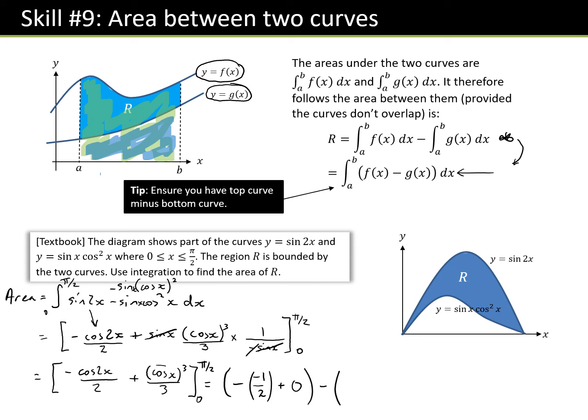Then we take away when you sub 0 in, so 0 into this, cos of 0 is 1. And again, cos of 0 is 1, so a third. Okay, yep, that's all done. Now, minus a half, so that becomes a half, plus a half, minus a third. Okay, so 1 take away a third is 2/3. Okay, so that's that one done.